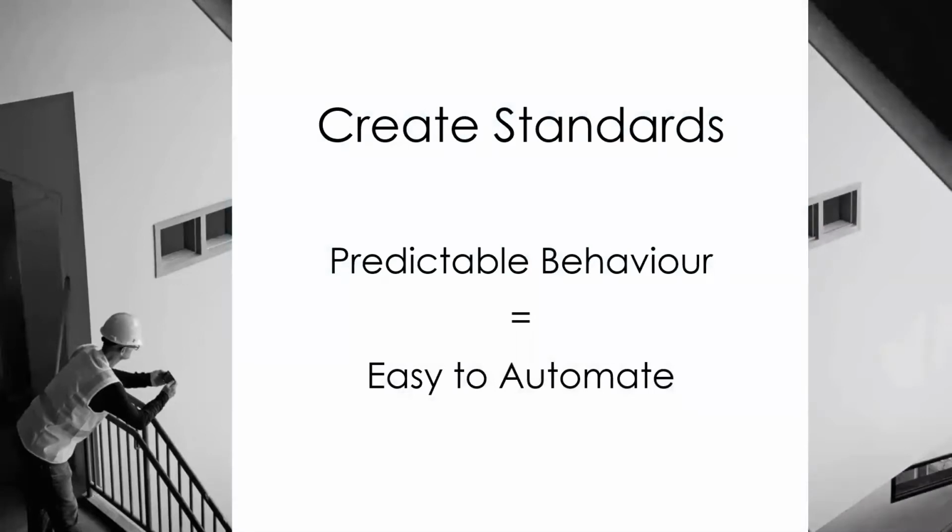First, the most important thing for me: create standards. If you create standards for everything, you have a very predictable behavior, a very predictable environment, and it's very easy to automate. You know how you're gonna name families, you know how views are gonna be named, you know parameters, you know everything. So you have full control over it.